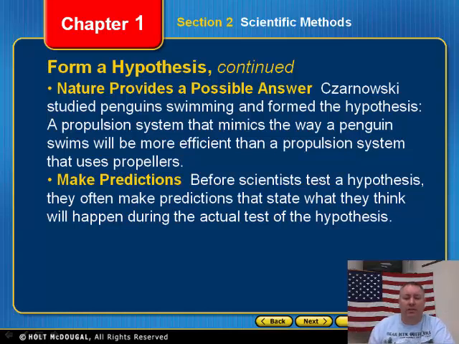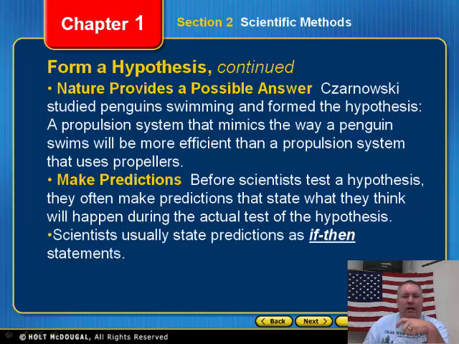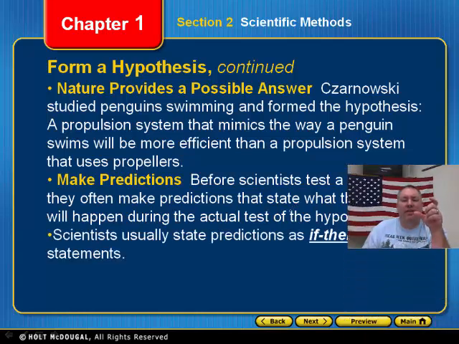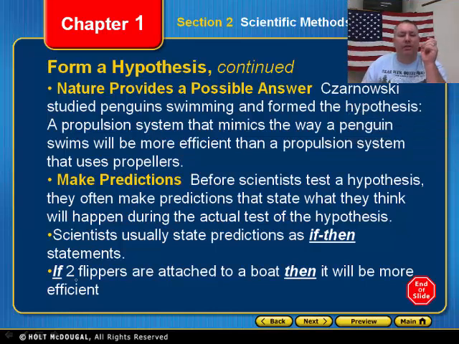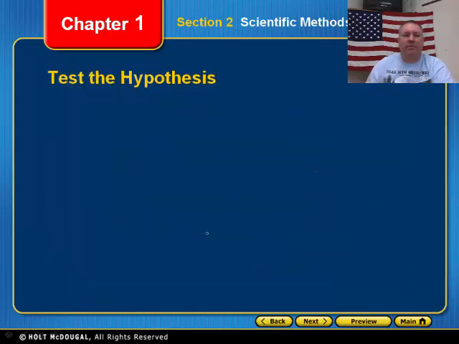So they made predictions. Now, these predictions are what will happen. They make a prediction to see what will happen when they actually test their hypothesis. All right, and typically those predictions are written in if-then statements. So here is their prediction: if two flippers are attached to a boat, then it will be more efficient. Notice we have if and we have then. That's what they mean by an if-then statement.